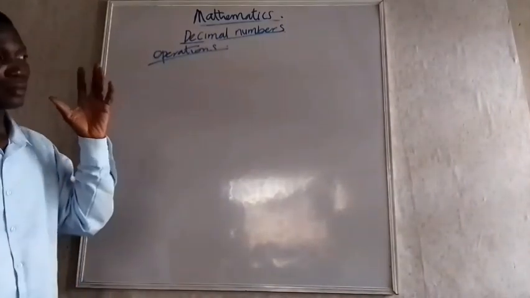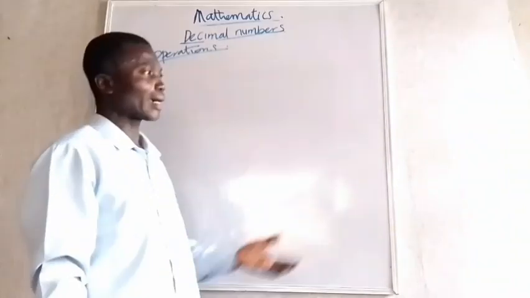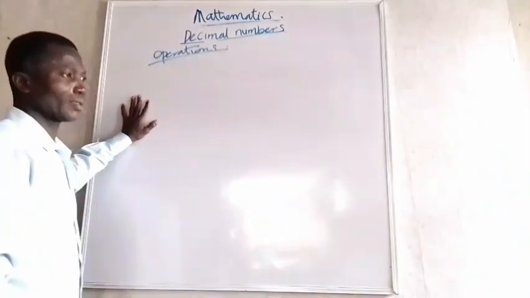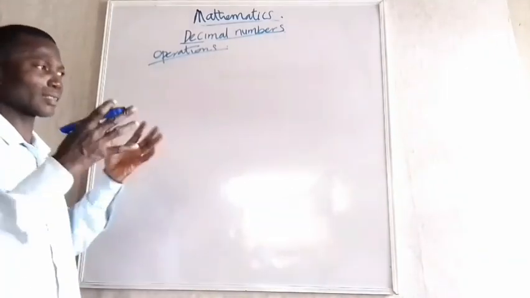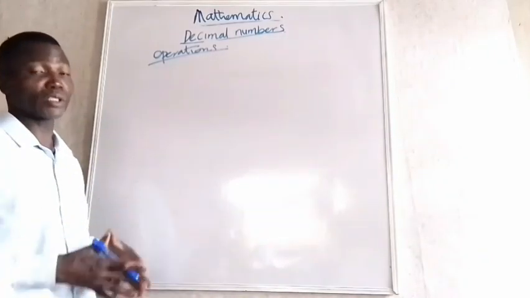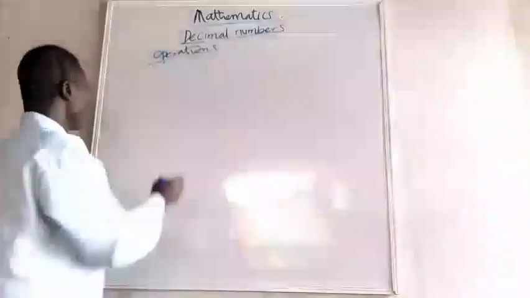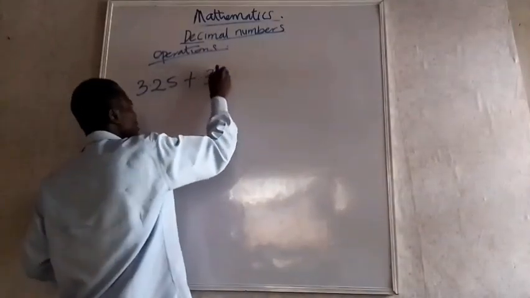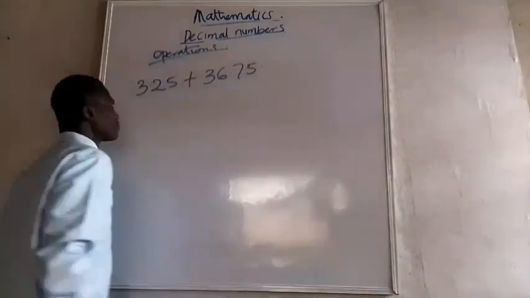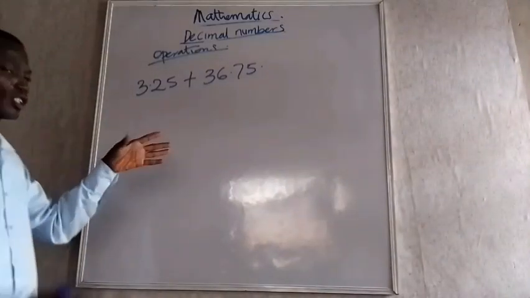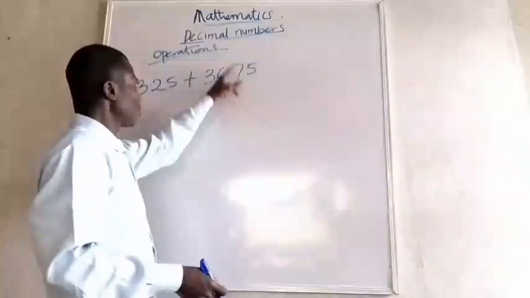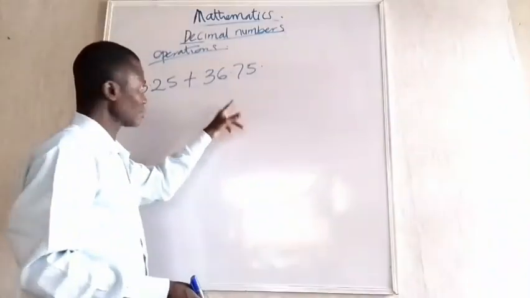Now, I can add, I can subtract, I can divide, I can multiply. If I want to add, there must be a standard way of arrangement because of the points. Look at this one now. Add 3.25 plus 36.75. If I want to add this, I must make sure that the decimal points are on top of each other directly, like this.